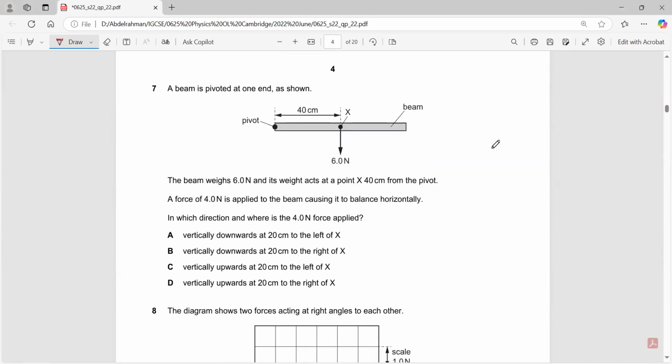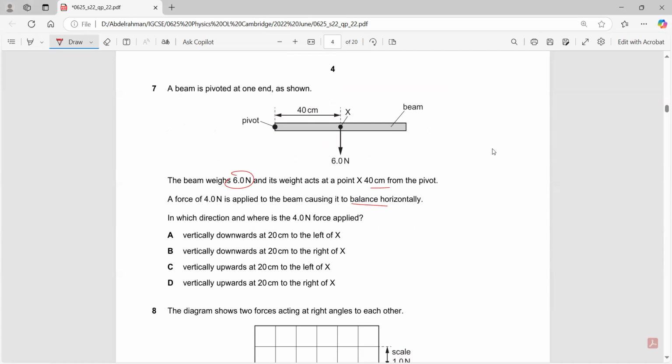Okay, question 7. A beam is pivoted at one end as shown. The beam weighs 6 newtons and the weight acts at 40 centimeters from the pivot. This is the center of mass or center of weight. A force of 4 newtons is applied to the beam, causing it to balance horizontally. You want to balance this beam.